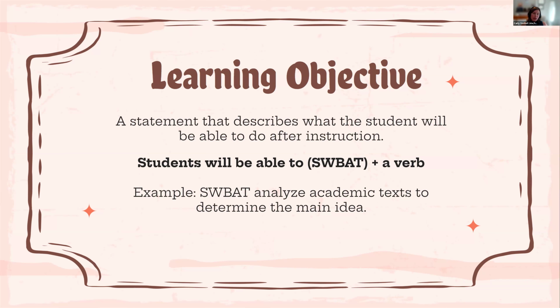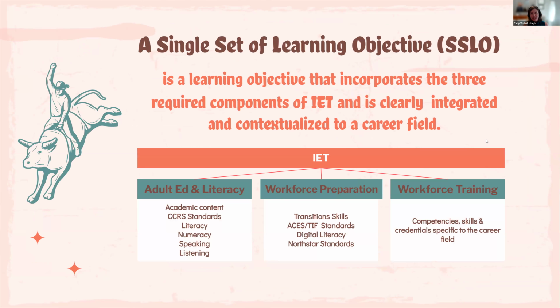So I have one example on this slide. Students will be able to analyze academic text to determine the main idea. It's short, it's clear, it's to the point. What are students going to be able to do after this series of lessons or after this class? It says it right there in the learning objective, right? So that's a great place to start. But when we get into IET programming, now we're talking about SSLOs, a single set of learning objectives, and it has to do more because there's a lot more to it.